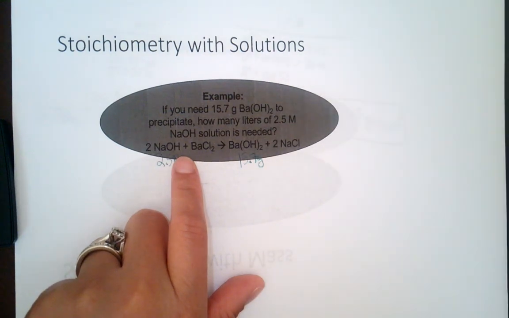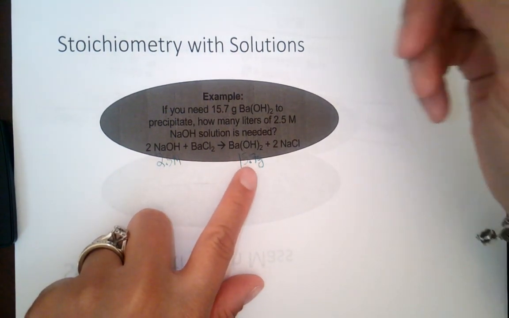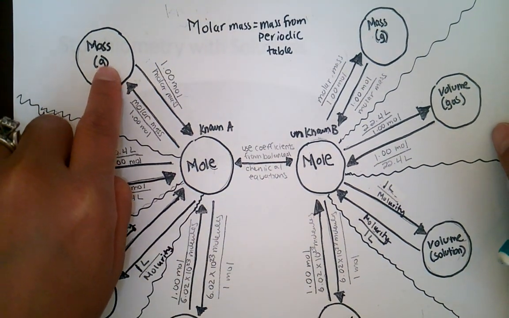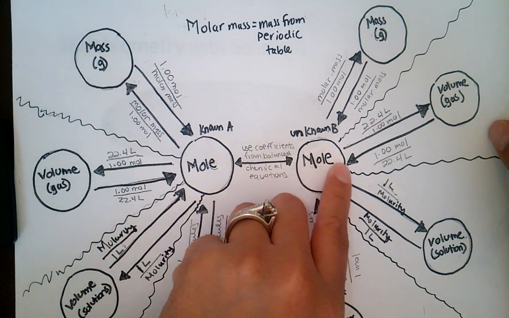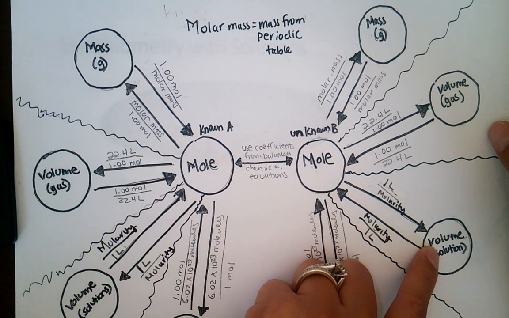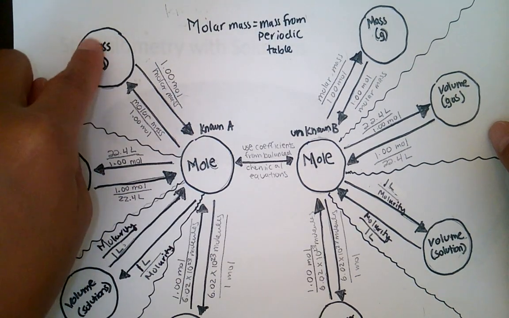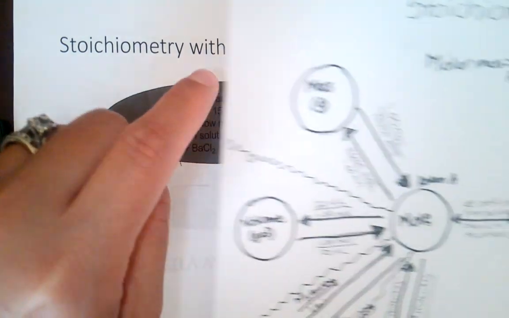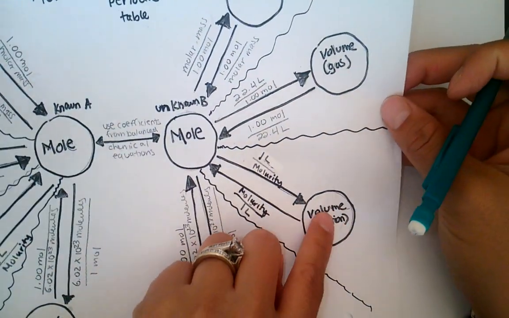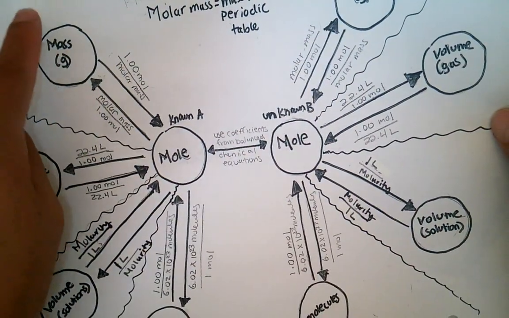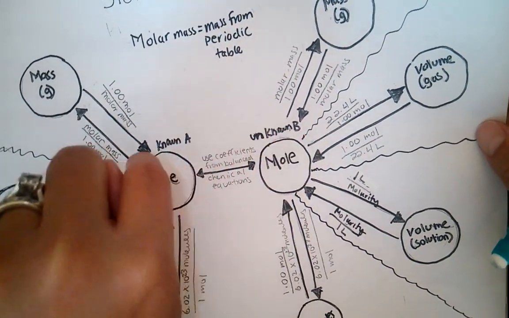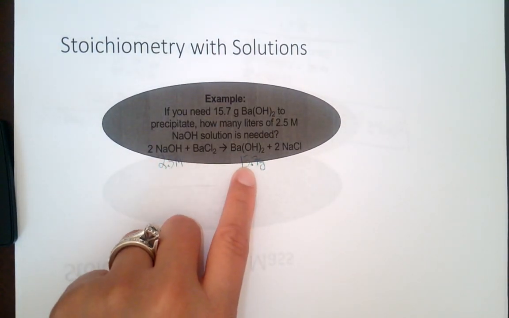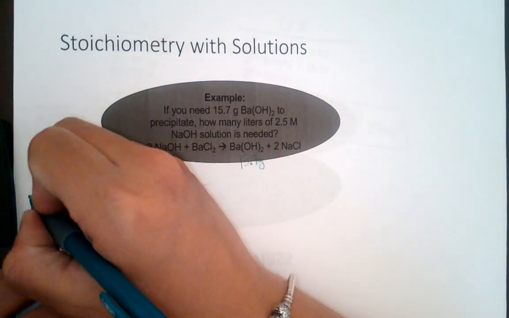So let's take a look at this. How would we set this problem up? We are starting again with grams. That means that I am starting over here. I'm going to go to moles, I'm going to go to moles, I'm going to go to volume of solution because this is where I want to end up, but they're giving me 15.7 grams of BaOH2. This is BaOH2, this is NaOH over here. So in order for me to get to NaOH, I need to cross the mole to mole ratio first. But first, I have to turn the mass of BaOH2 into moles of BaOH2.